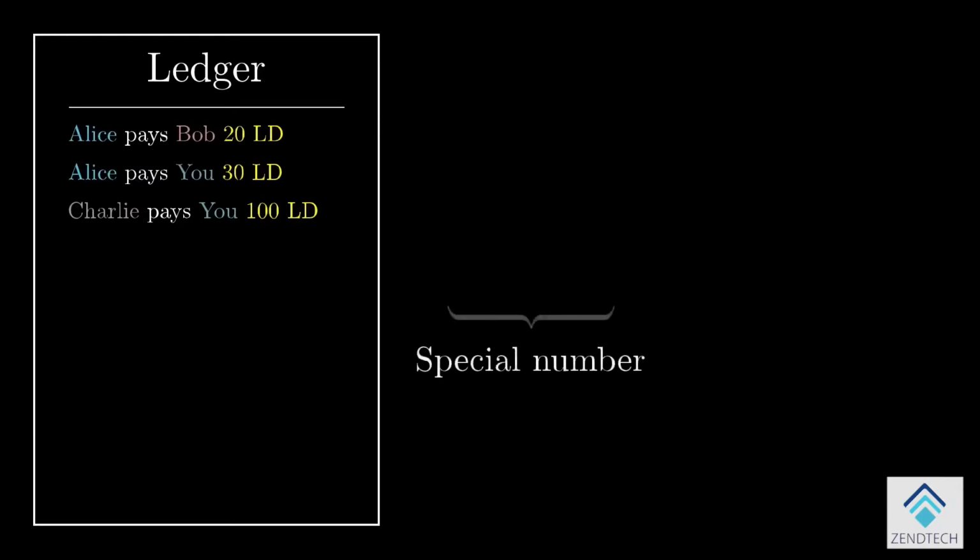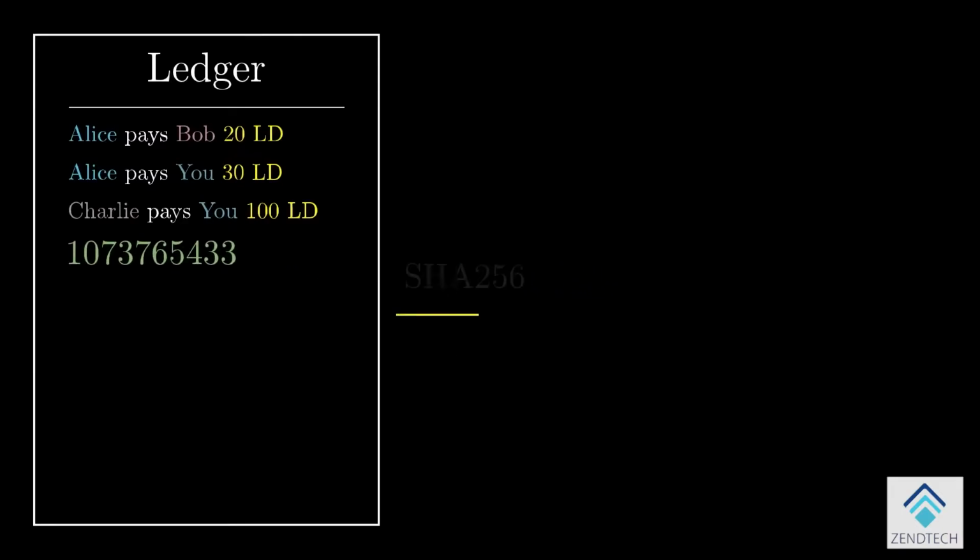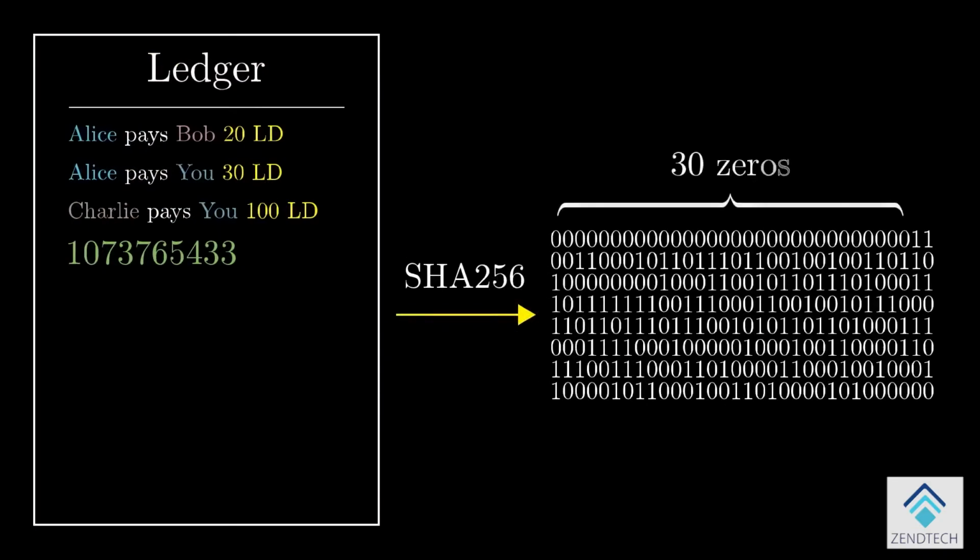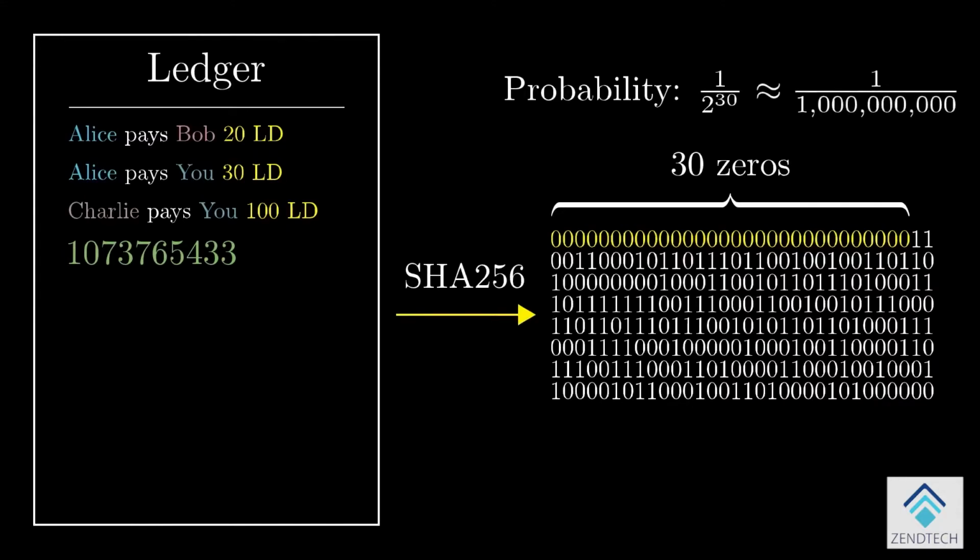Imagine someone shows you a list of transactions, and they say, "Hey, I found a special number so that when you put that number at the end of this list of transactions and apply SHA-256 to the entire thing, the first 30 bits of that output are all zeros." How hard do you think it was for them to find that number? Well, for a random message, the probability that a hash happens to start with 30 successive zeros is 1 in 2 to the 30, which is about 1 in a billion.